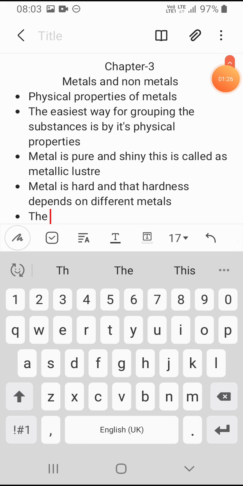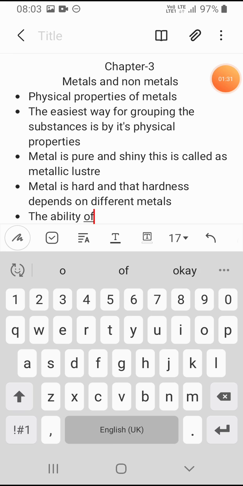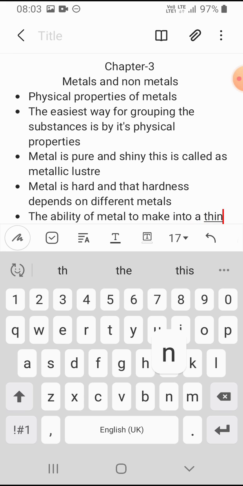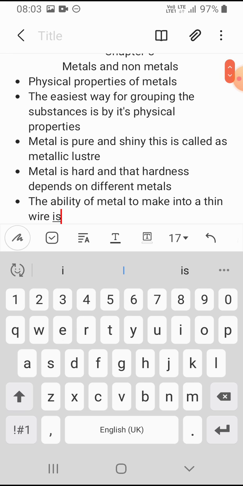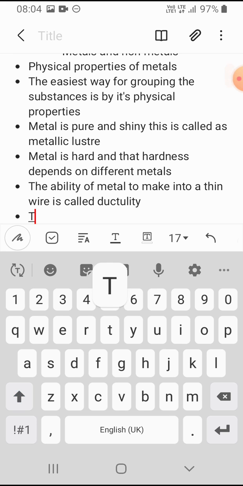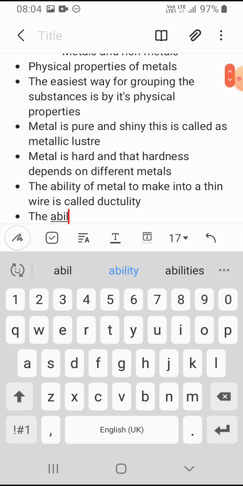The ability of metal to be made into a thin wire is called ductility. So what is ductility? If they ask for 1 mark in this lesson, you have to write this. And next is malleability. They may ask what is ductility and malleability.